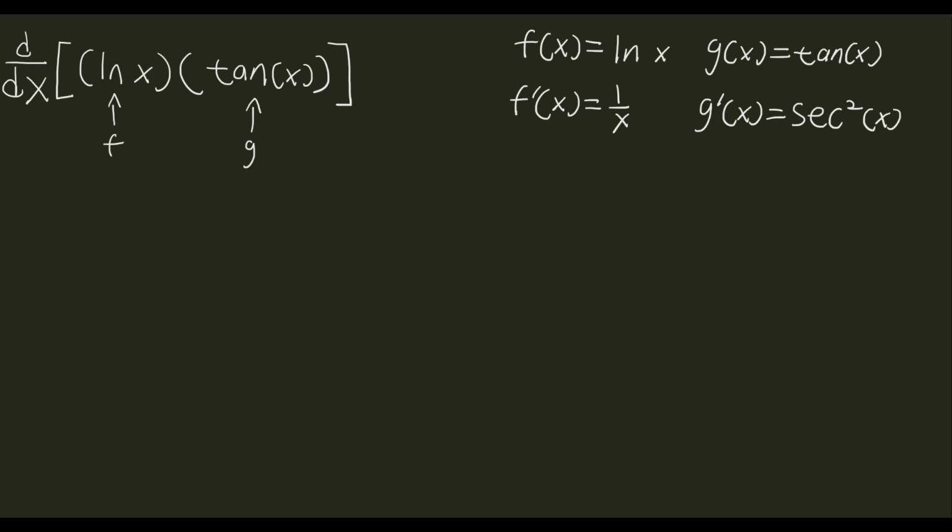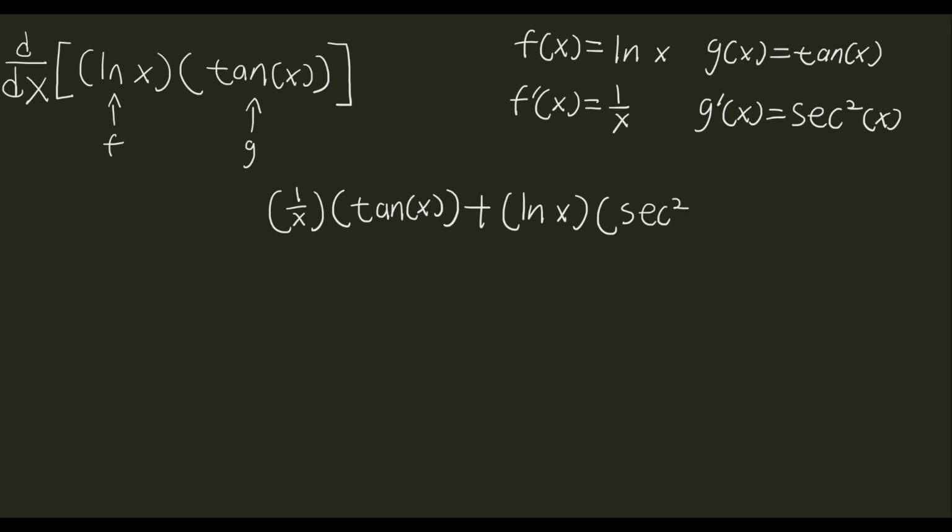Plugging this into our product rule formula, it would get us 1 over x times tangent x plus natural log x times secant squared x. Multiplying these together, starting with the left-hand side, 1 over x times tangent x would get us tangent x over x.